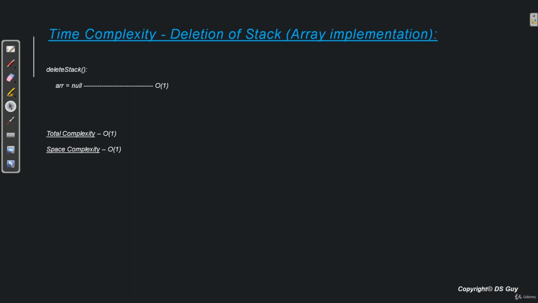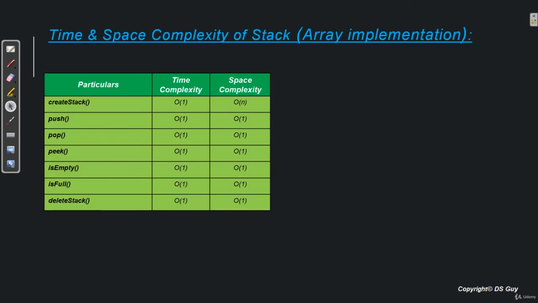Now before moving on to the linked list implementation of a stack, let's quickly see all the time and space complexity of the different operations of an array implementation. So creation of a stack took space order of n because we need a blank array. Time is order of 1. Rest of all the operations, push, pop, peek and all of the rest, took constant space as well as constant time. So all of them are order of 1.